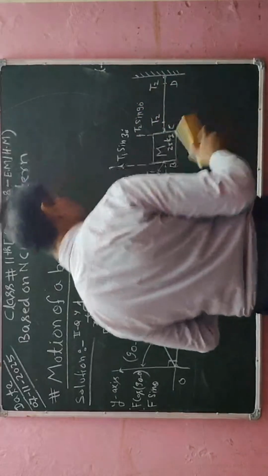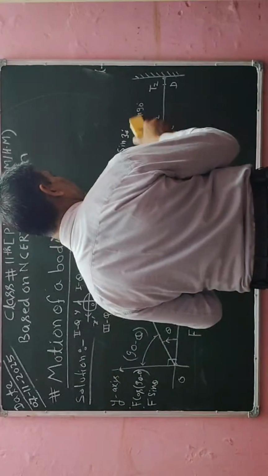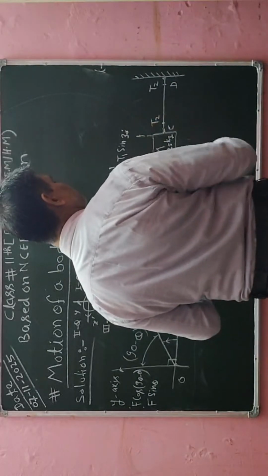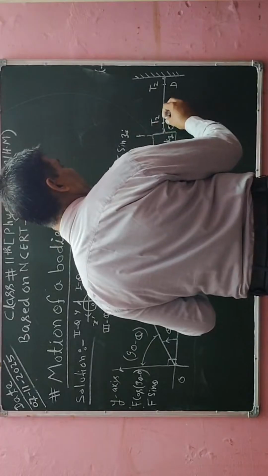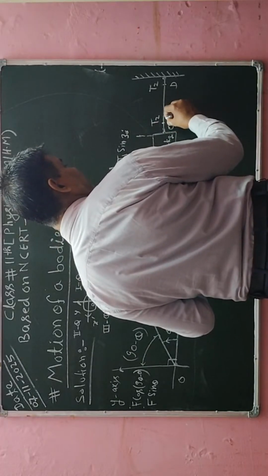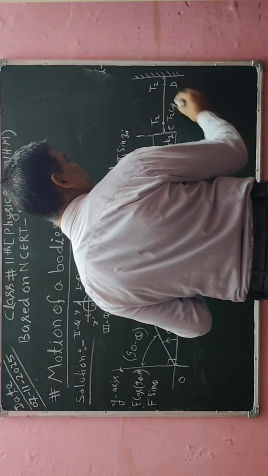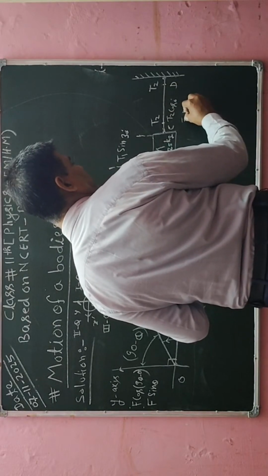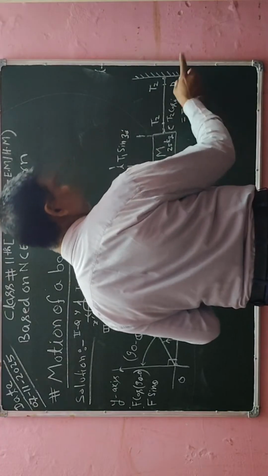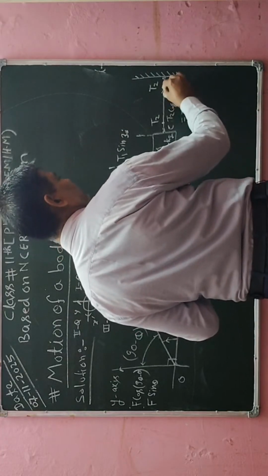T2. This will be along the x-axis. Here I will say this is the angle along the x-axis. I will say that is T2 cos 0 degree. Its value will be T2 along the CD axis.